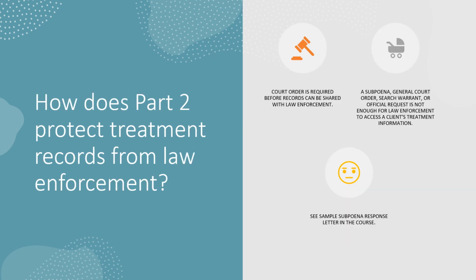So Part 2 generally requires a special court order before records can be shared with law enforcement or a court. A subpoena, a general court order, a search warrant, or an official request is not enough for law enforcement to access the client's treatment information. I'm going to say that one again. A subpoena is not enough. A general court order is not enough. A search warrant is not enough. Or an official request is not enough.